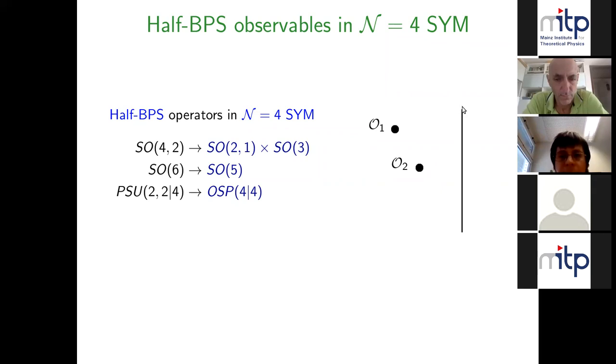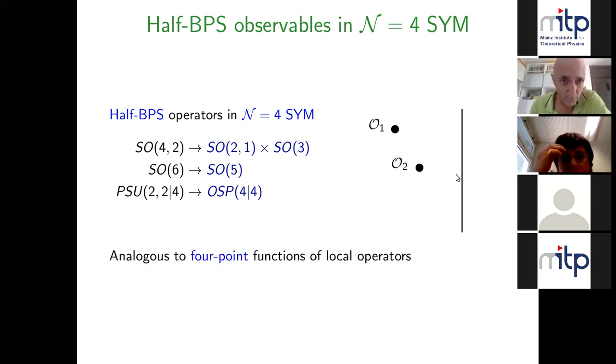When you put an extended object, you break some of the symmetry of your system. However, for special classes of operators, even though you will break the full PSU(2,2|4) symmetry of N=4 super-Yang-Mills, you can choose some operators that will preserve basically half of it. So even though we break some of the supersymmetry, we still preserve an OSP(4|4) subgroup. This is the main setup: two local operators in the presence of an extended object. As we will discuss in more detail later, this configuration is analogous to four-point functions in CFTs without defects.